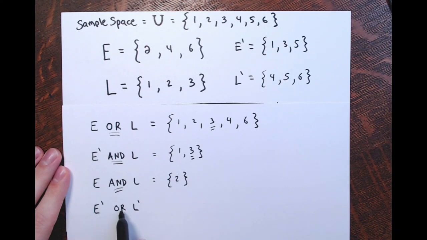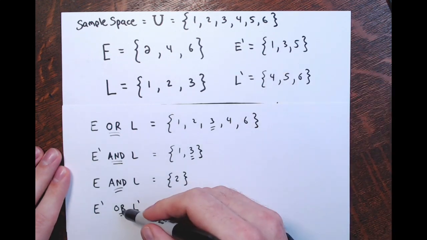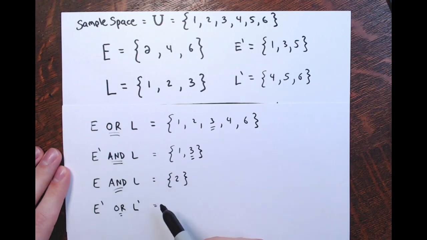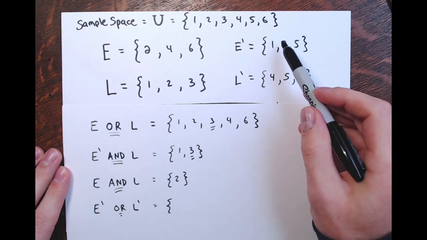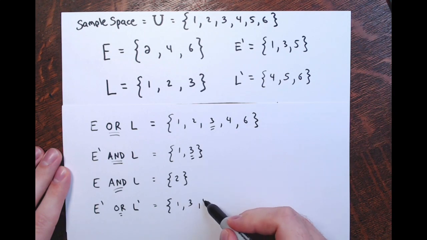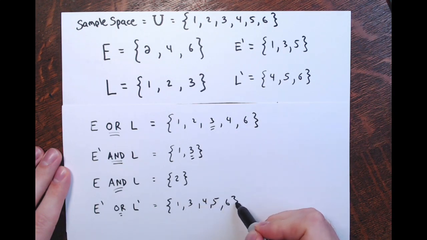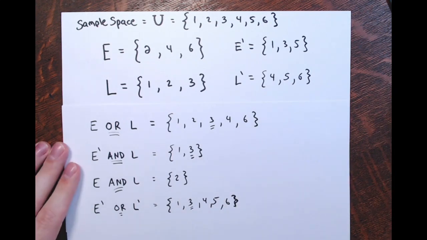Not E or not L. So I'm looking at the not E, not L, and then "or" is again just the union. So what's in not E, or what's in not L, or both. So we got one, just basically no two, right? Got one, got three in one of these, got four, got five, and got six, right? The only number that's not in here is the number 2. Right? So 3's in this one as well.